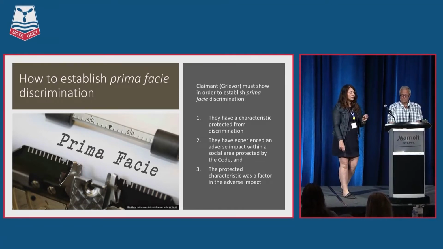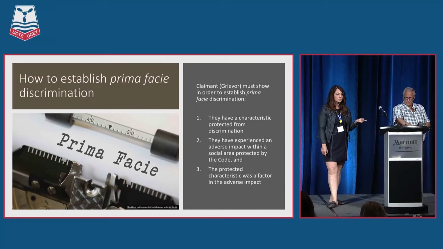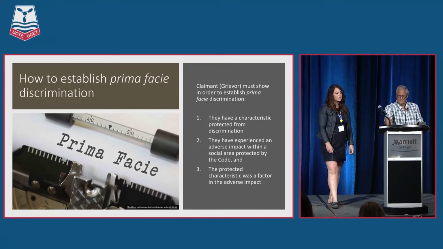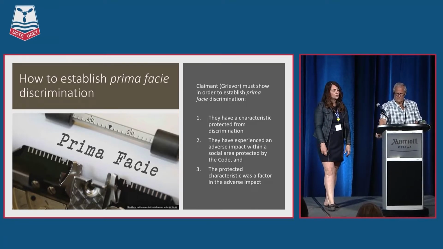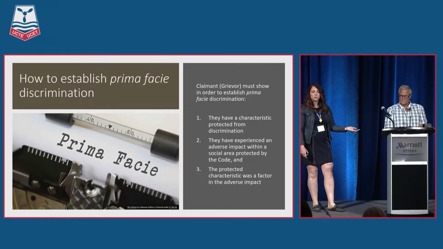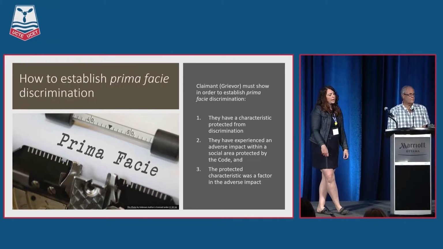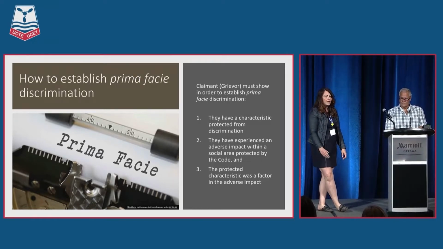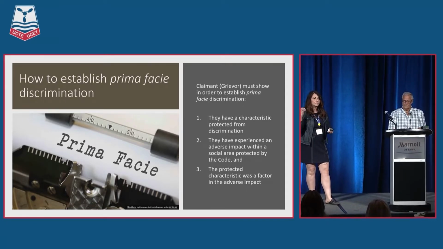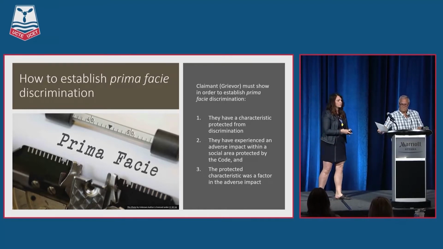You need to have a characteristic that's protected, the grounds, the 13 grounds that we talked about from discrimination. You need to have experienced an adverse impact, okay? Something that affects you within a social area that's protected by the code. So the things that we just told you about that are in the code, in this case, employment. And the protected characteristic was a factor in the adverse impact. So that directly affected and had an impact on you as an individual in the context of employment.